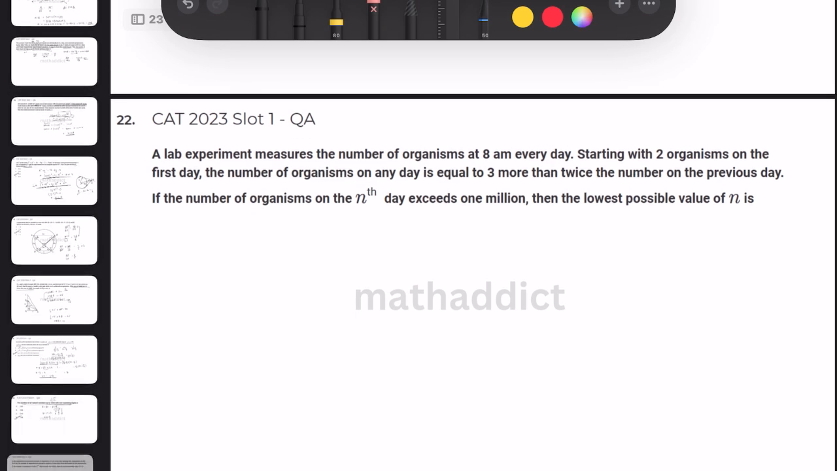So the final question: a lab experiment measures the number of organisms at 8 a.m. every day, starting with 2 organisms on the first day. The number of organisms on any day is equal to 3 more than twice the number on the previous day. So basically let the number on the nth day be a_n, and we have a_1 is 2. The number of organisms on any day is 3 more than twice the number on the previous day.